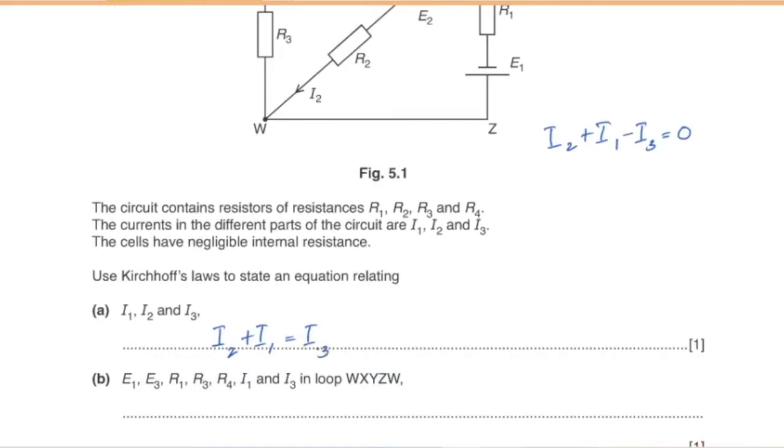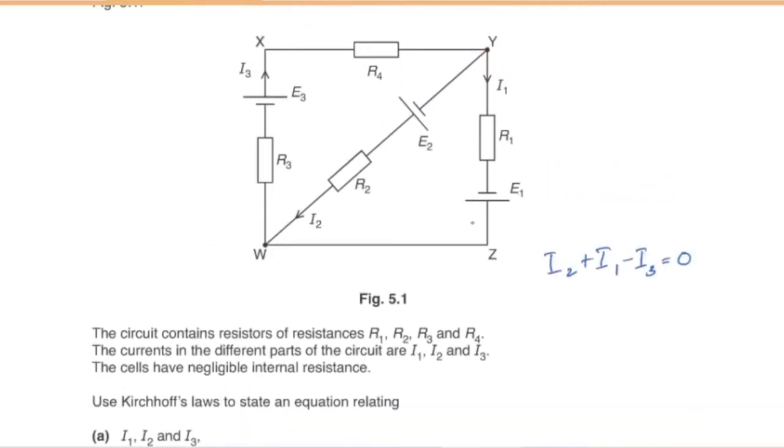Part B, E1, E3, R1, R3, R4, I1, and I3 in loop W, X, Y, Z, W. So electromotive force at this battery E1 is going to be equal to the voltage across R1, that's R1 and I1. And E3 is going to be equal to the voltage across R3 and R4. So current multiplied by the sum of R3 and R4.